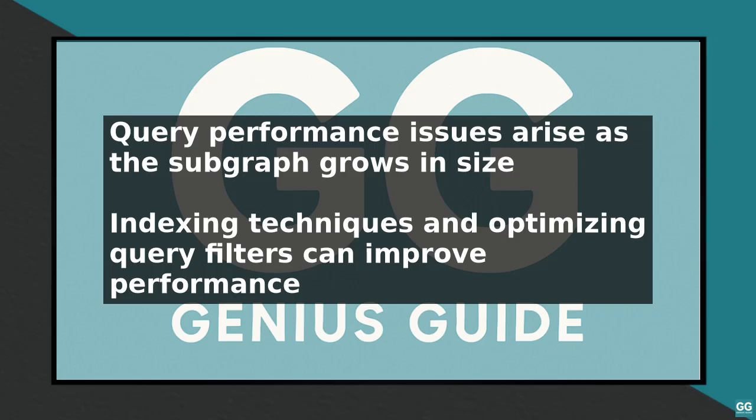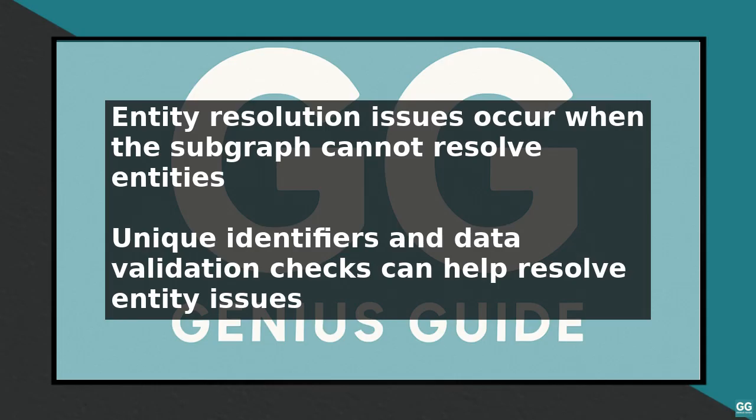Best practices for working with Uniswap Subgraph. To avoid common issues with Uniswap Subgraph, developers can follow best practices, such as regularly synchronizing the subgraph with the Ethereum blockchain, optimizing query performance, and implementing entity resolution techniques. Additionally, developers can use tools, such as the Graph protocol's built-in debugging tools, to identify and resolve issues quickly.